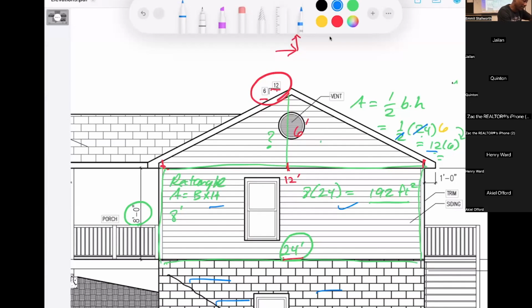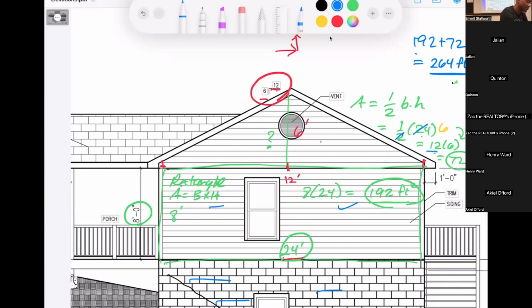All right, guys. So this right here is 72, right? Yeah, 72. So we're going to add these two up. We've got 192 plus 72, so where's my little calculator here? 192 plus 72. That's 264 square feet.